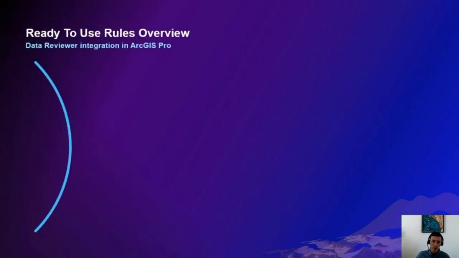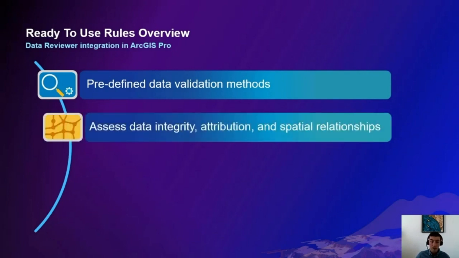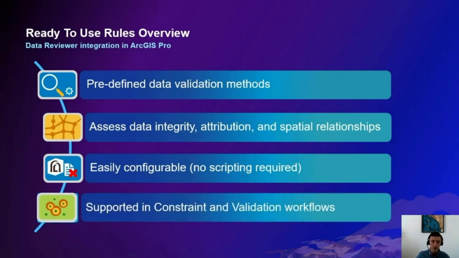As Kumar will demonstrate to you in a minute, Data Reviewer attribute rules provide users with an easy way to streamline their quality needs with out-of-the-box data checks that provide predefined data validation methods that assess a feature's quality. They assess different aspects of a feature's quality that include integrity, geometric properties, as well as a feature's spatial relationship with other features. They are easily configurable as there is no need for customers to create custom Arcade scripts, and they are supported in both constraint and validation workflows.